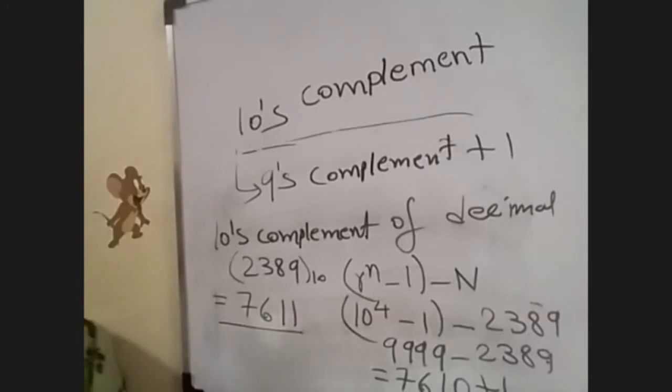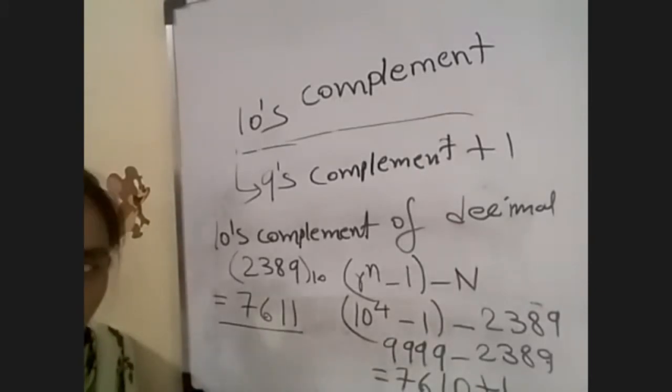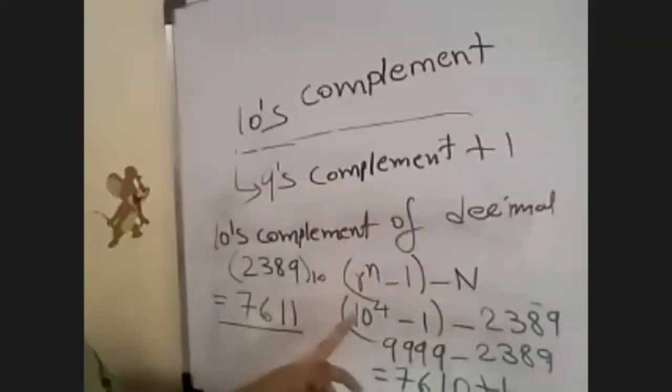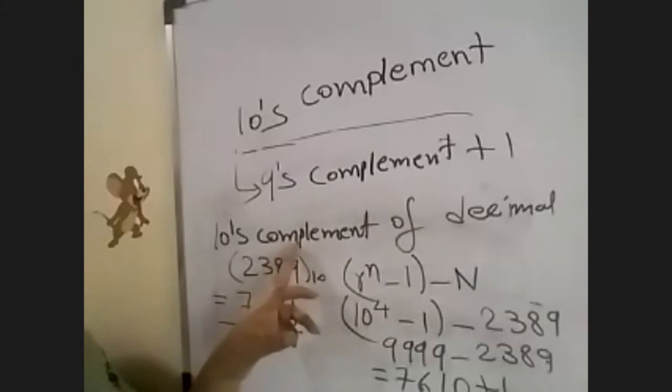Is it clear now how you can find the tens complement? Yes, ma'am. So tens complement is nines complement plus 1.